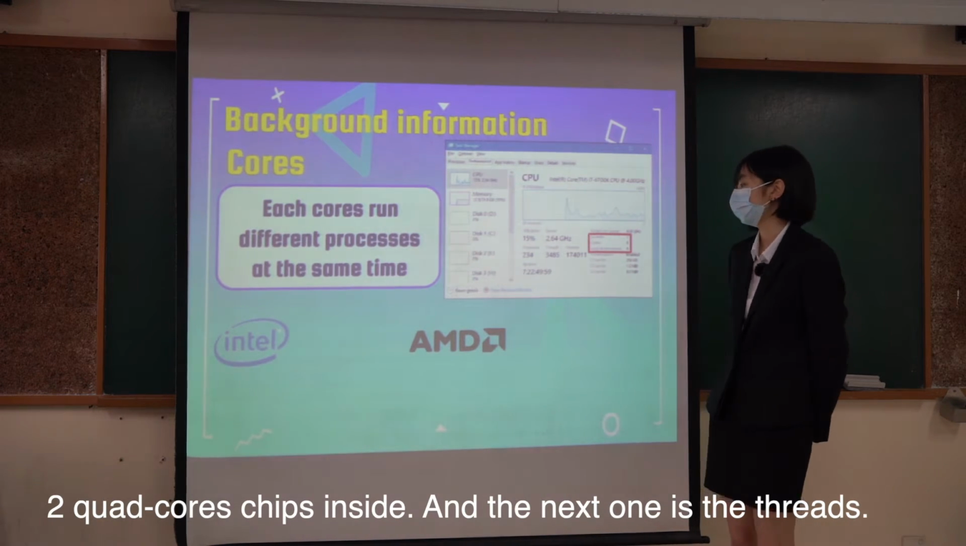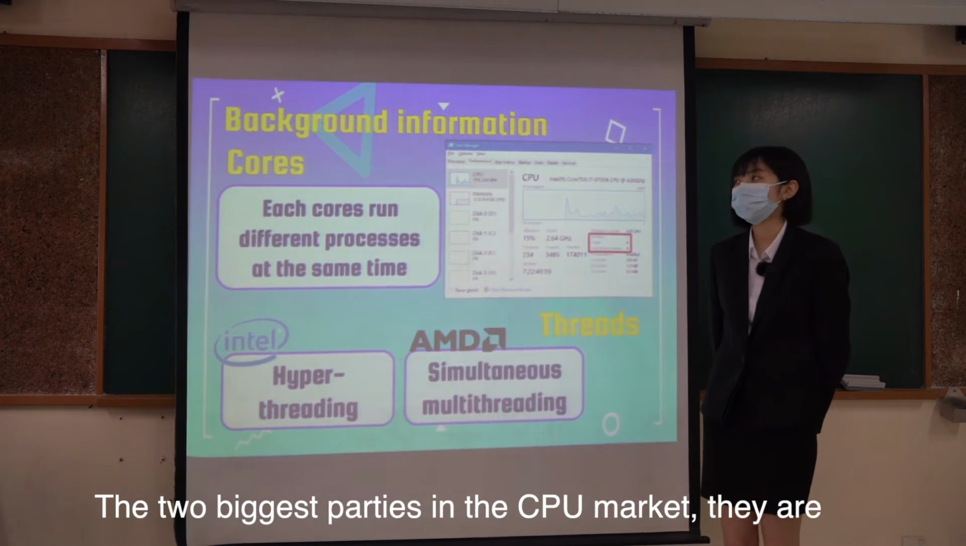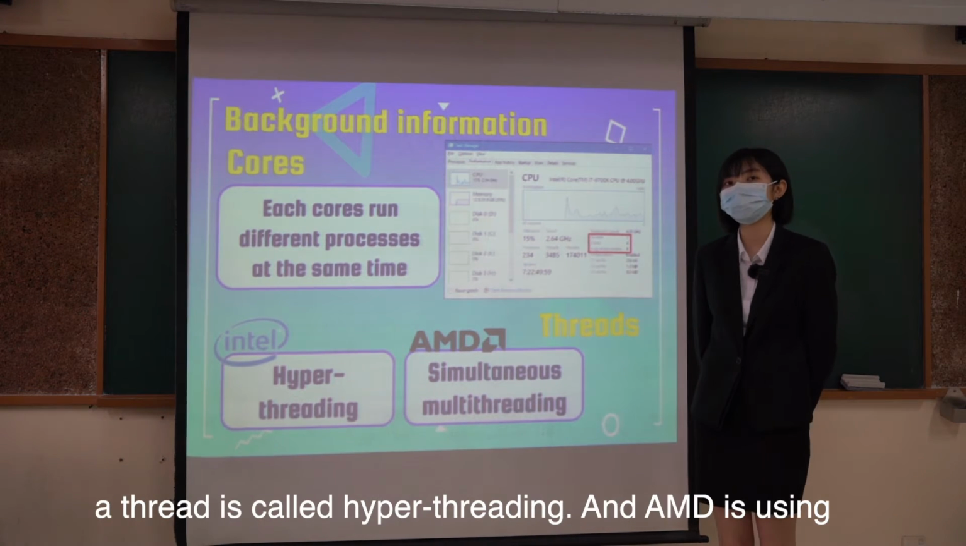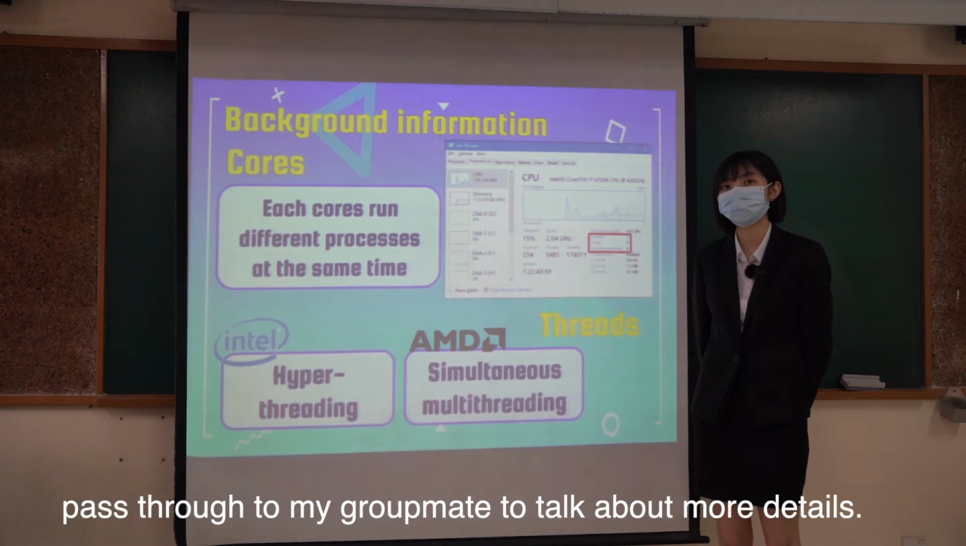And the next one is the flags. The two biggest parties in the CPU market are using two different flags. Intel is using a flag called hyperthreading. AMD is using a flag called simultaneous multithreading. So I'm going to pass to my next groupmate to talk about more details.